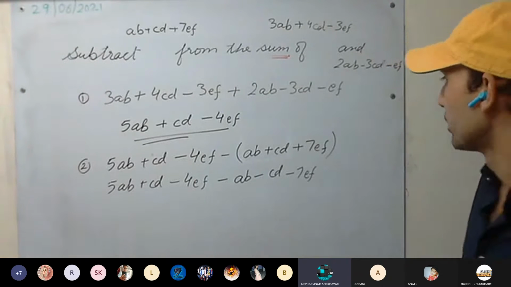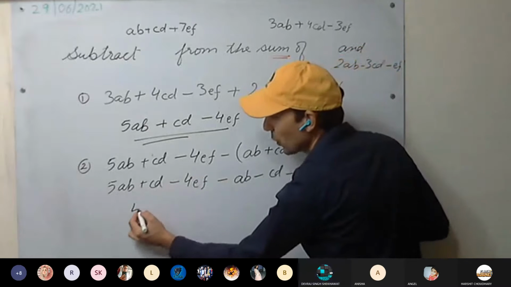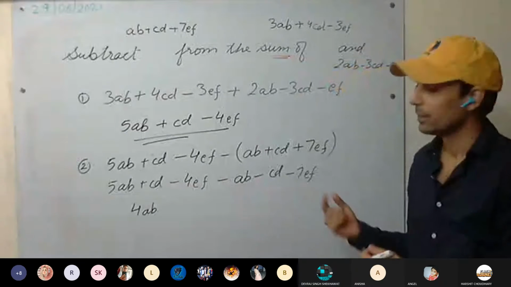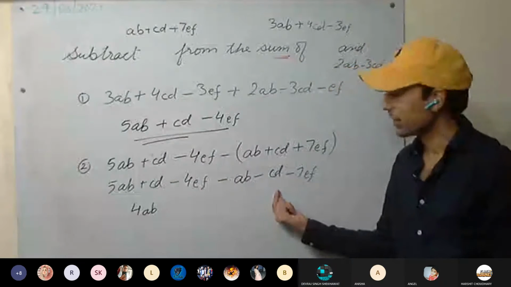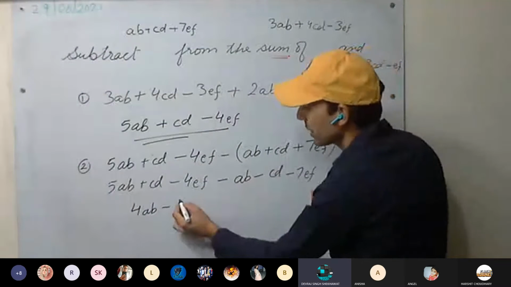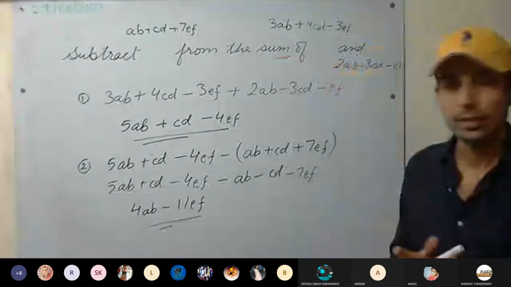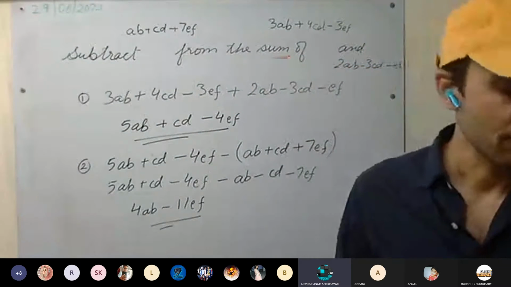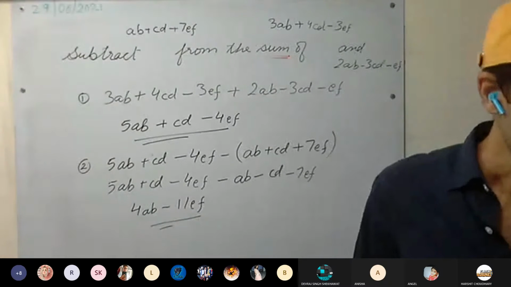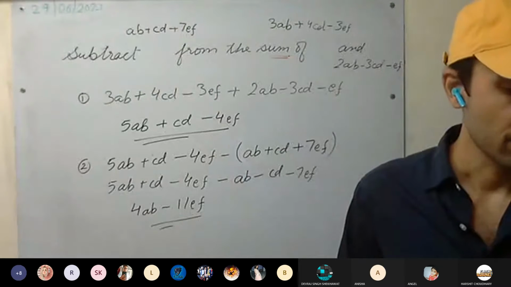Sir, 4AB. 5AB minus AB is 4AB. Okay. Then CD minus CD, no term of CD, so 0. Minus 4EF plus minus 7EF, minus 11EF. Is this clear to everyone? Have you understood? Yes, sir. Okay, second one, do as homework.